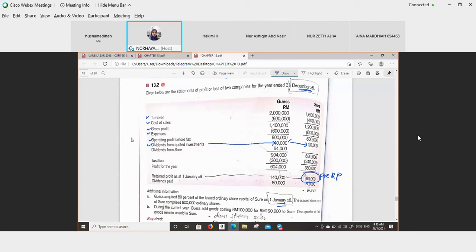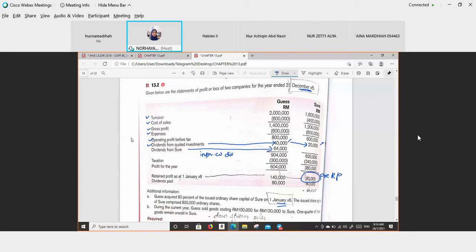When you prepare the consolidated profit or loss, you just add both of these later. But the dividend, you must be careful. Dividend from Sure. See, Gas is the holding company and then Sure. So this one is the dividend of Gas which is received from Sure. So Sure is the subsidiary. Gas received dividend from Sure. So this is intercompany dividend, which should be eliminated from the consolidated profit or loss. Are you following?